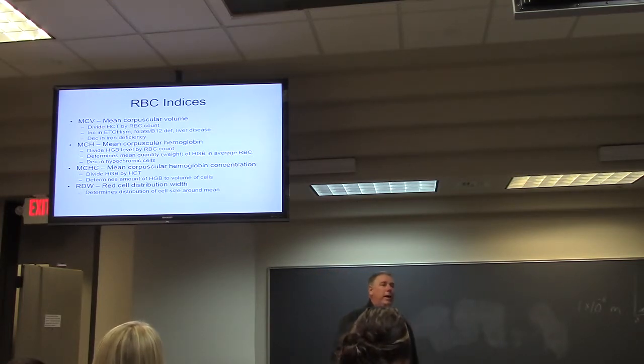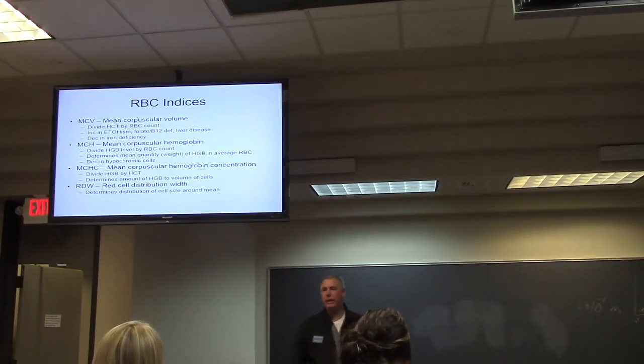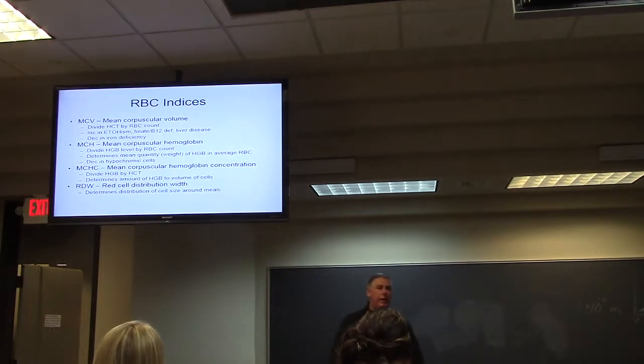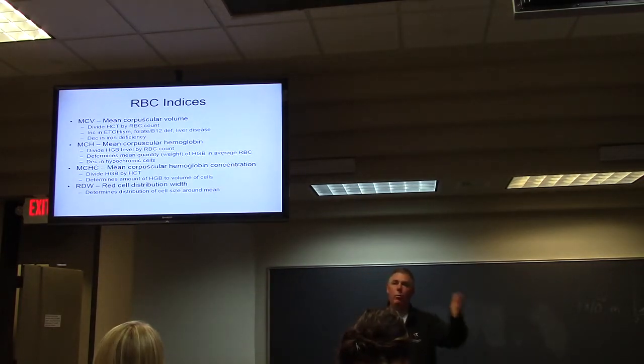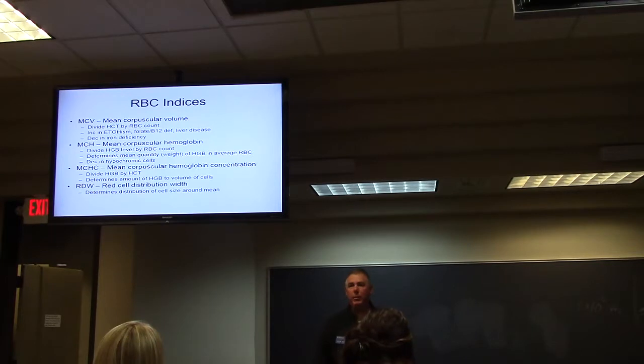Any other questions about MCV? The normal MCV is about 80 to 100, and so in iron deficiency, you want to see it less than 80. In a macrocytic anemia, like B12 or folate, the MCV will be up around 120. It'll be large cells.